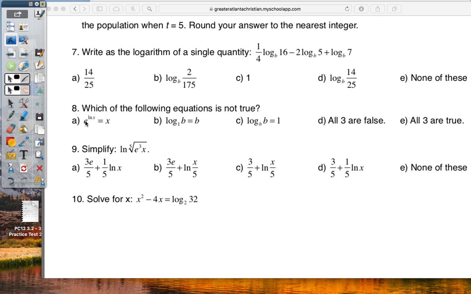What about these quick hitters? What about e to the ln of x equals x? Is that true? Yes, it is. E to the ln of x is just x, because these would cancel, right?